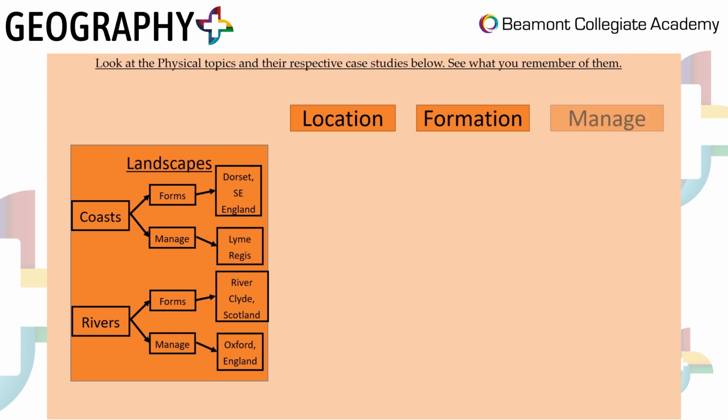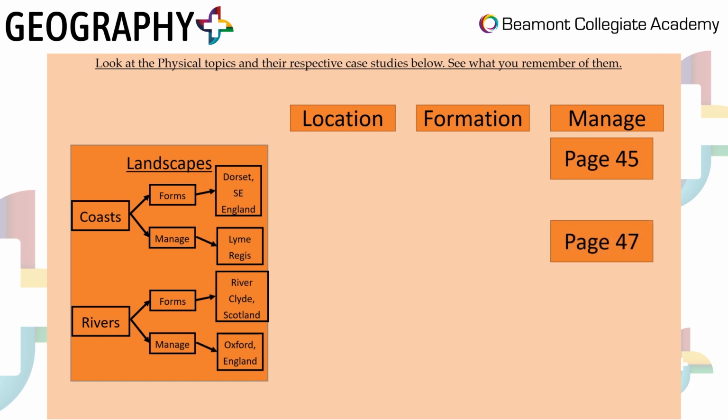When you wish to check back into the revision guide, you'll find the landscapes for the coast on page 45 and the management of them on page 47. The River Clyde on page 55 and the management of the river on page 58.